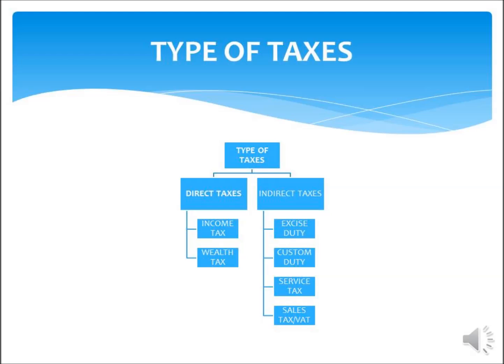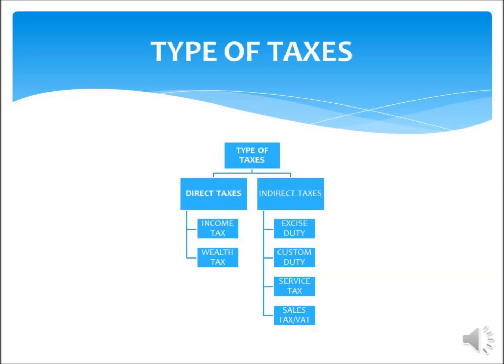And in the category of indirect taxes, we have excise duty, custom duty, service tax, and sales tax. Excise duty, as we discussed in the previous slide, is the duty levied on manufacture. So, if a person is manufacturing goods, he is liable to pay excise duty on that manufacture of product. In custom duty, whenever we are importing goods from another country or exporting goods outside our country, we are liable to pay custom duty. Custom duty is basically related to import and export.